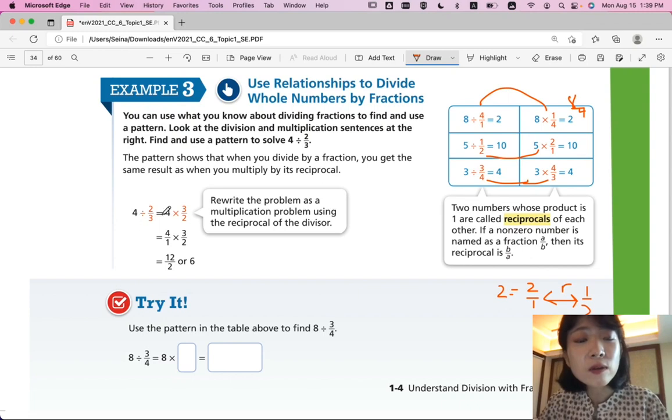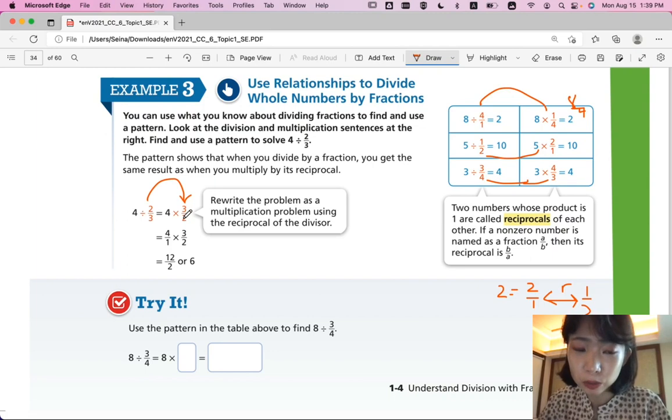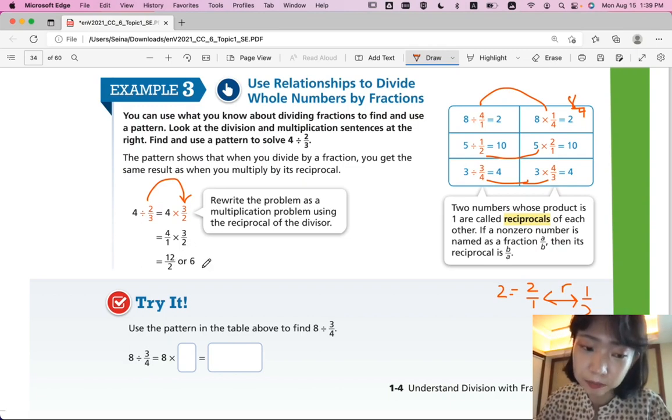So if you have, for example, 4 divided by 2/3, you can rewrite this with a reciprocal into a multiplication, so that it is easier to compute. If you change divide by 2/3 into multiply by 3 over 2, then you can just multiply 4 and 3, and 1 and 2, to get 12 over 2. And that is equal to 6.